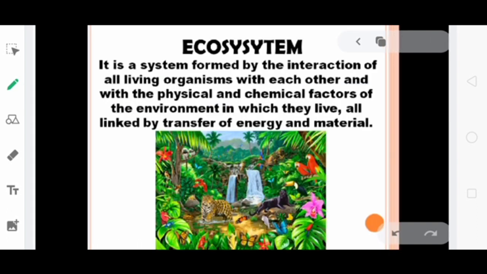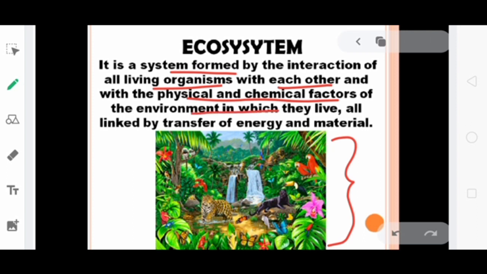Today we will start with ecosystem. The simplest definition of an ecosystem is that it is a community or a group of living organisms that live in and interact with each other in a specified environment. Now we can see that it is a system formed by the interaction of all living organisms with each other, with the physical and chemical factors of the environment.